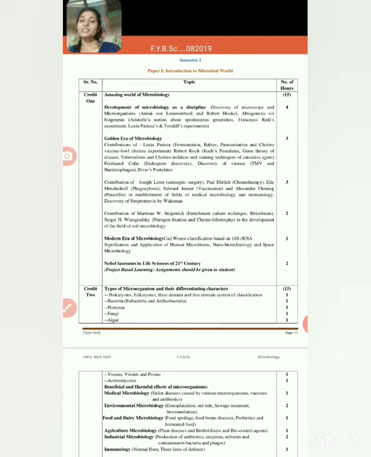Then, further, the theory of abiogenesis and biogenesis. The theory of abiogenesis is also known as the spontaneous generation theory, which was proposed by Aristotle. Aristotle proposed the theory of abiogenesis, and he stated that living organisms are produced from pre-existing non-living matter. And for this theory, he proposed different experiments.